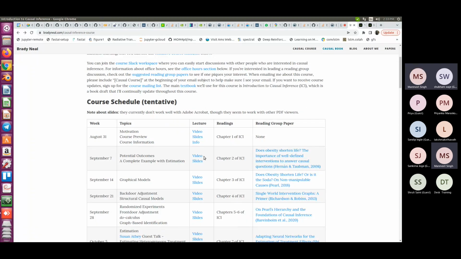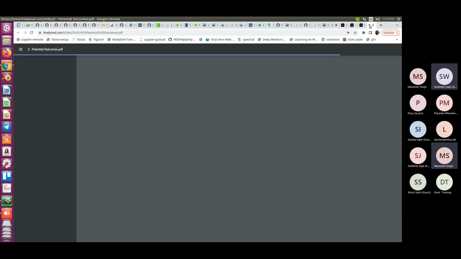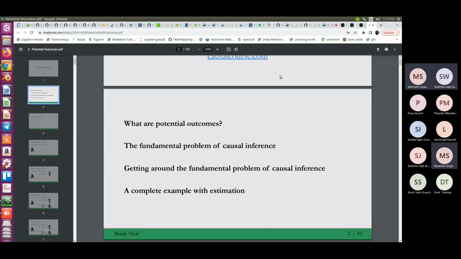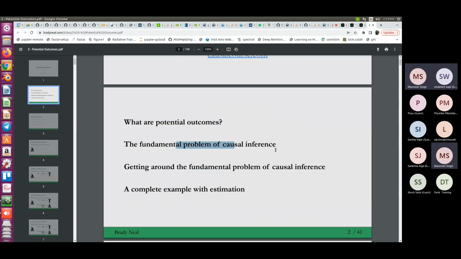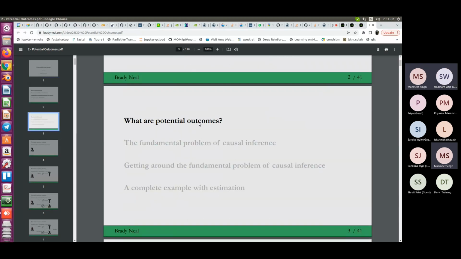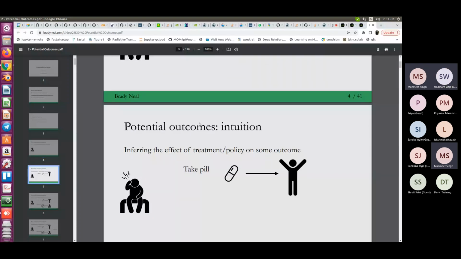Now we will see this chapter 2, which is on potential outcomes. So what are potential outcomes? What is the fundamental problem of causal inference? Getting around the fundamental problem of causal inference and a complete example with estimation. So we'll see what are the potential outcomes.